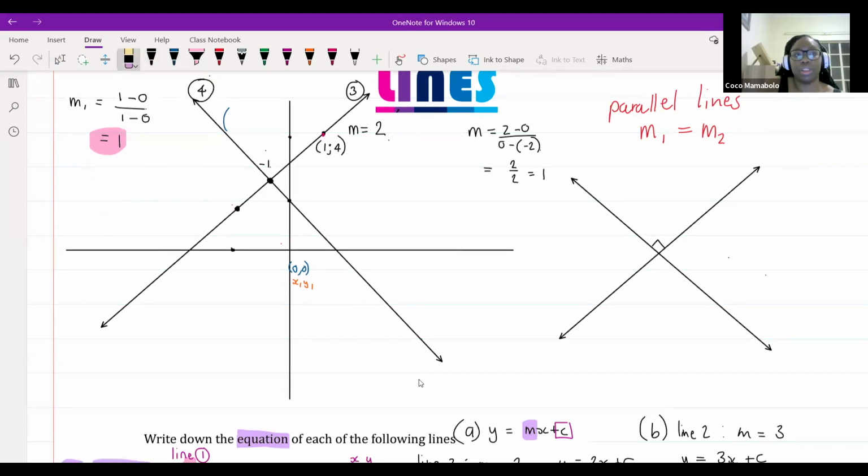Let's look for the gradient of line 3 and line 4. If the gradient of line 3 is 2, what is the gradient of line 4 going to be? Remember, together they must give me -1. It's not going to be -2, because if I take 2 and I multiply it with -2, it's not going to give me -1. It's going to give me -4. Okay, so that can't be it. I want the two of them together to give me -1. So I know that M3 multiplied by M4 is equal to -1.